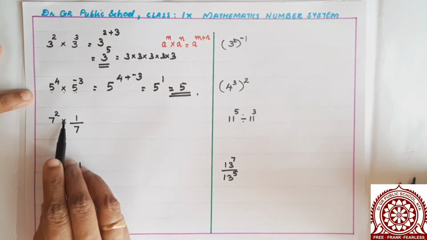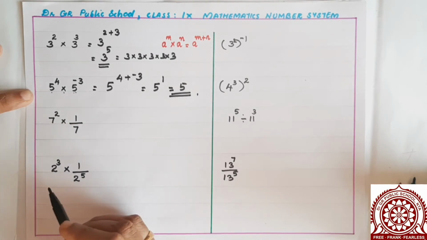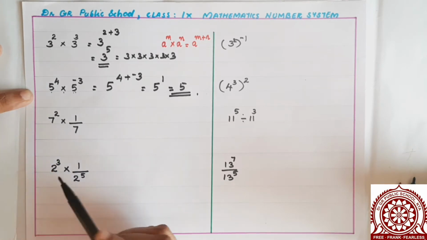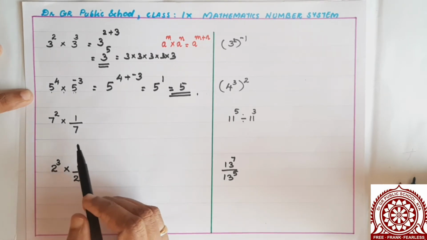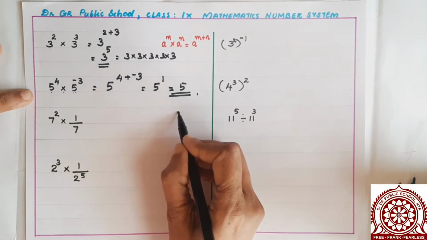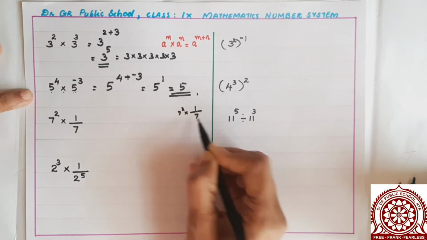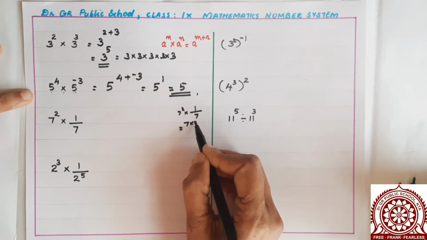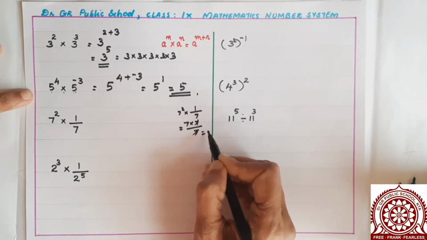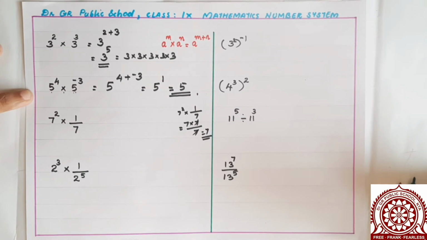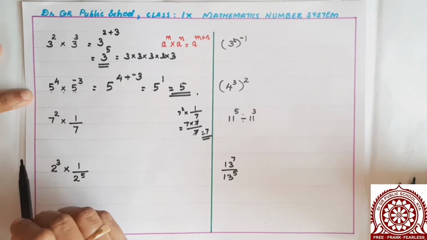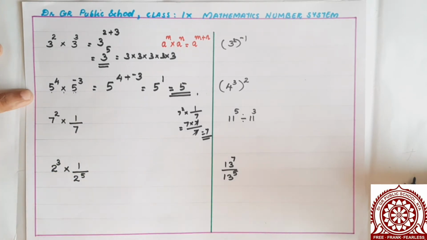7 square multiplied by 1 by 7. Okay. Simply we can do the calculation. 7 square can be written as, that is one method. 7 square is 7 into 7, into 1 by 7 is 7 into 7 by 7. By cancellation we will get 7. This is one method. But if the question is to apply law of exponents, there we have to apply the law itself, otherwise you won't get mark.